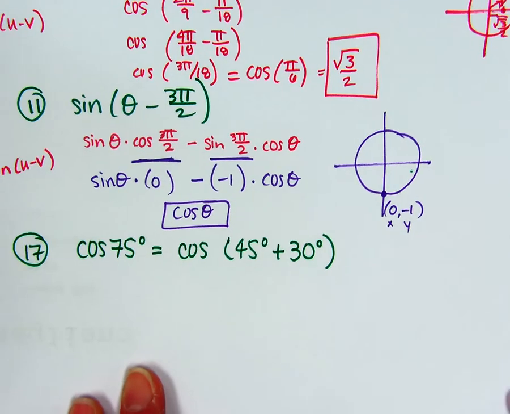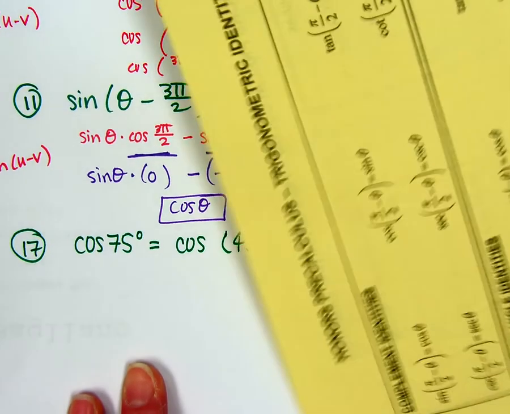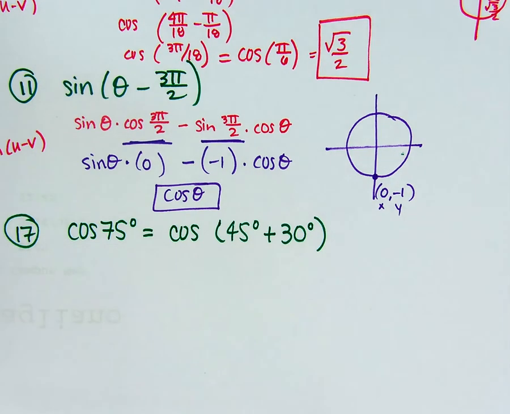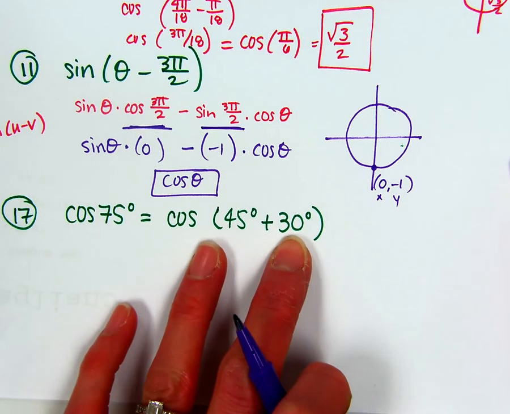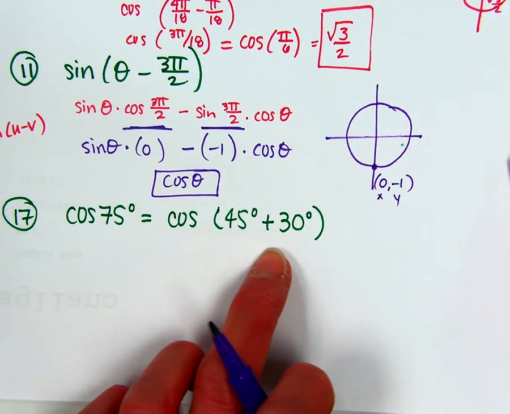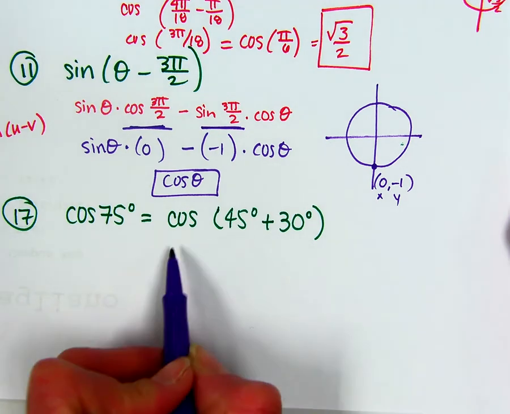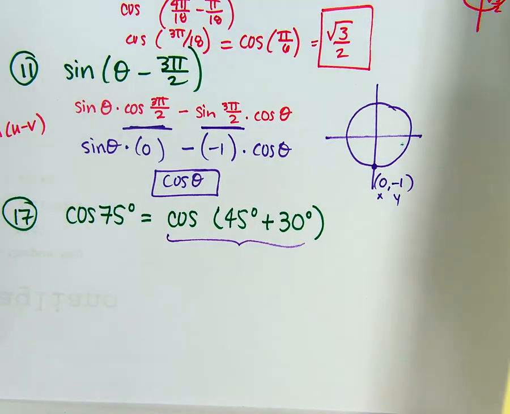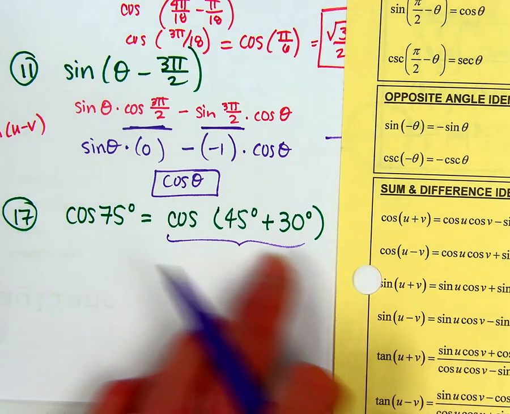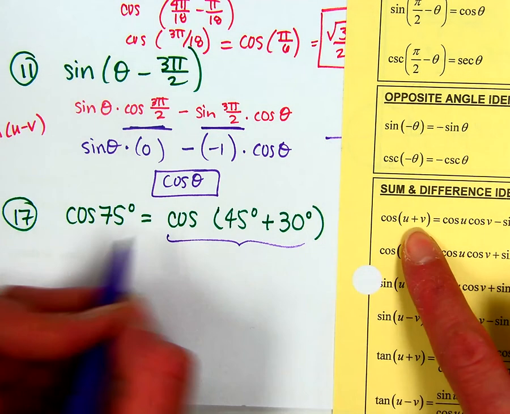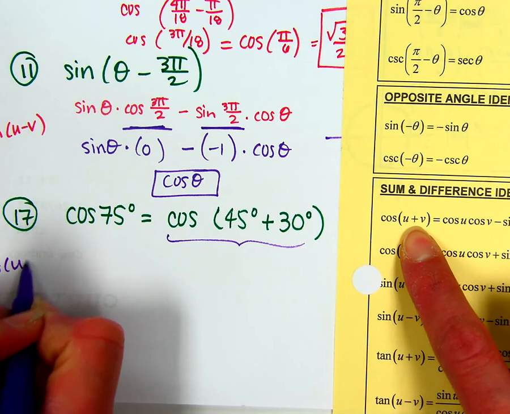All right, problem 17 wants you to figure out what is cosine of 75 degrees. Figure out an exact value of it, not typing it into your calculator and getting a decimal approximation, using the fact that 75 degrees is 45 plus 30. So this is one of your sum and difference identities. Which one does it match up with? It's cosine of adding two angles, so we're going to look at cosine of u plus v.